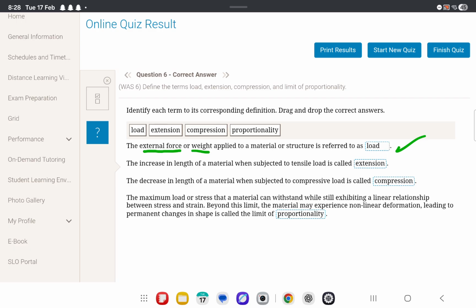Now, the increase in length obviously is going to be called an extension, right? And then you have a decrease in length. Extension and compression are common sense.